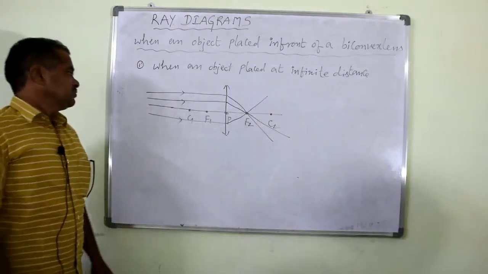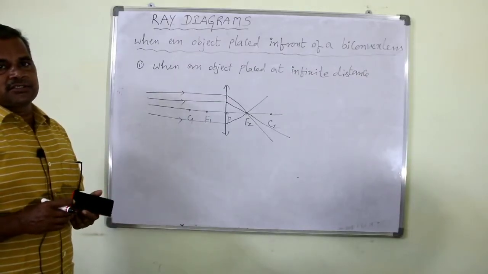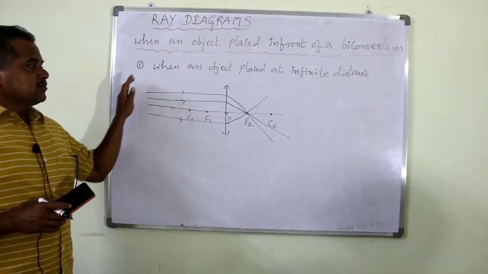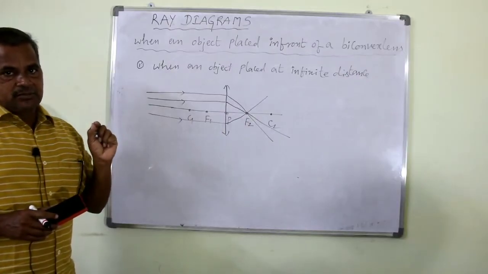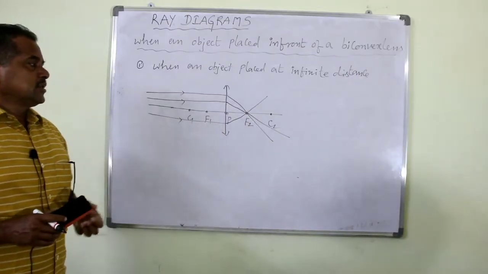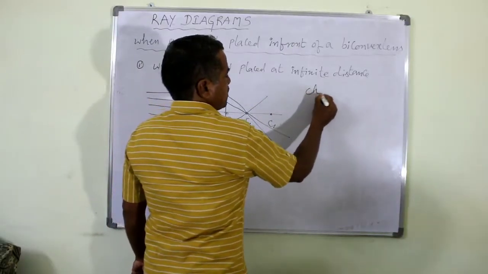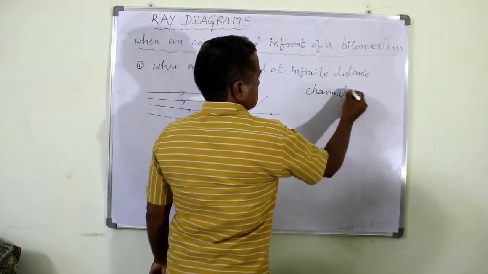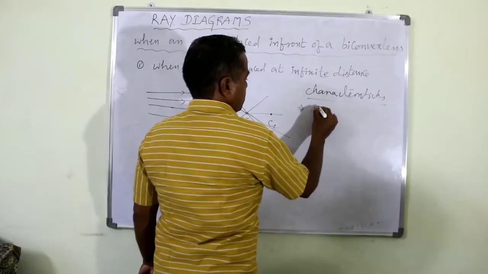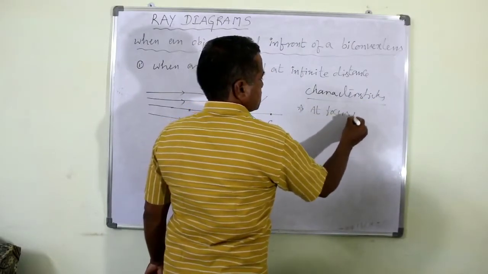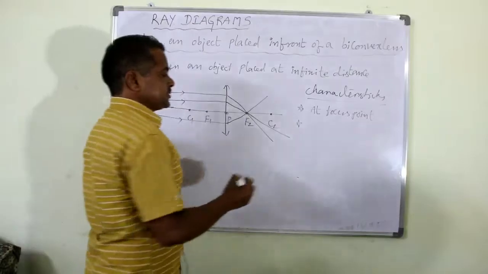So if any object is placed at a distant or infinite distance, the image of the object is formed at the focus point. The size of the image is a point image, and it is a real image. So, characteristics of the image: it is formed at the focus point. Next, the size of the image is a point image.